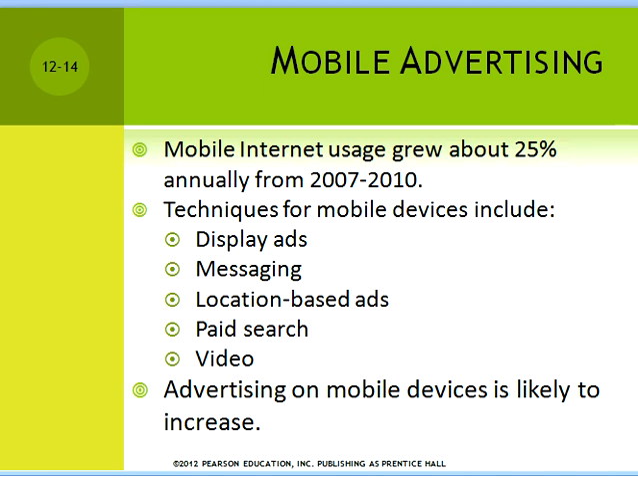Mobile advertising, as I mentioned a few minutes ago, now more and more people are accessing the internet using their smartphones. So mobile advertising has grown up too. Mobile internet usage grew about 25% in these years. So techniques for mobile devices include the display ad, of course in this case a smaller display ad compared to what is on the computers, messaging, the location-based ad, the paid search, and the videos as well. Advertising on mobile devices is likely to increase, and of course, it is increasing a lot.